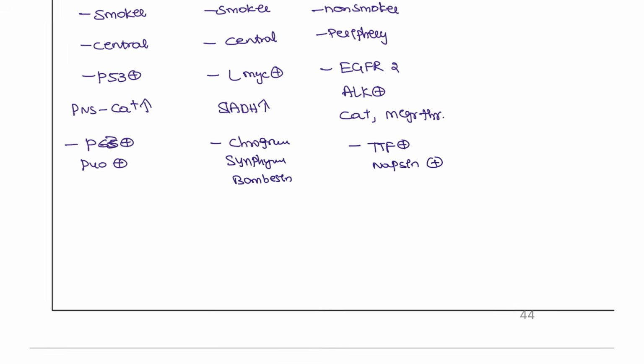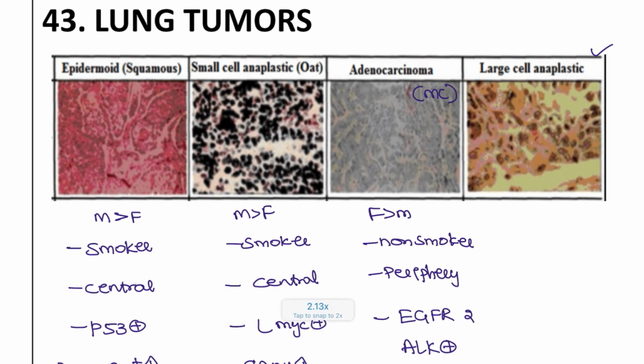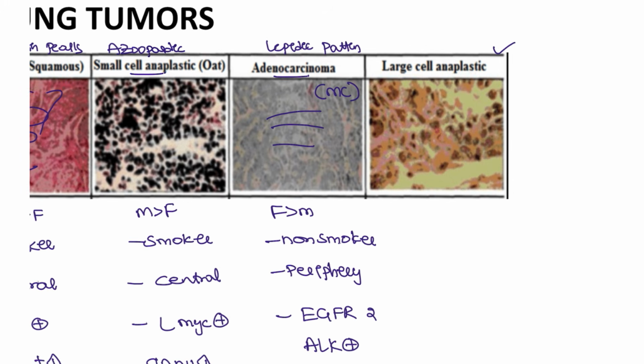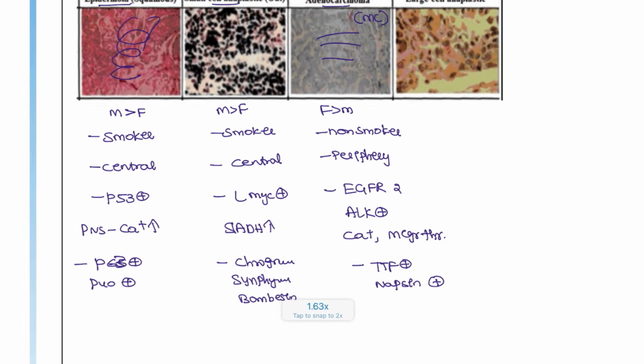On histopathology, the keratin pearls that you are going to see are seen in patients with squamous cell carcinoma. Adenocarcinoma is most commonly seen with the lepidic pattern, which you see like this. And the psammomatous pattern, psammoma calcification, is seen with adenocarcinoma. Okay.